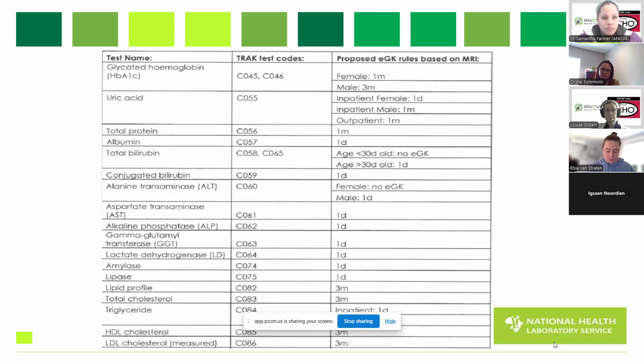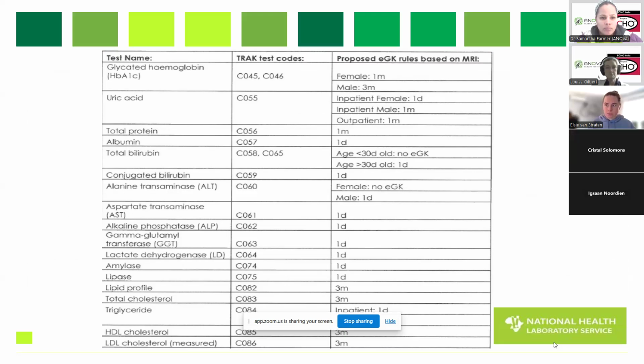This is one of the pages from that circular, and you can clearly see a glycated hemoglobin right at the top. If it's a female, you can only ask for a glycated hemoglobin again after a month. For a male, it's 3 months. If you go to the bottom, say cholesterol, you can only ask for cholesterol again every 3 months. And it kind of makes sense.